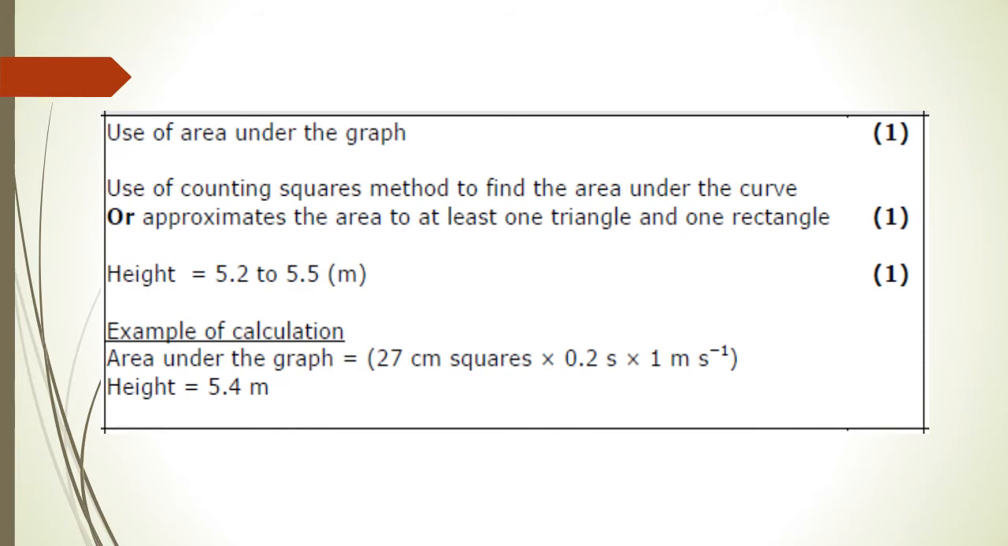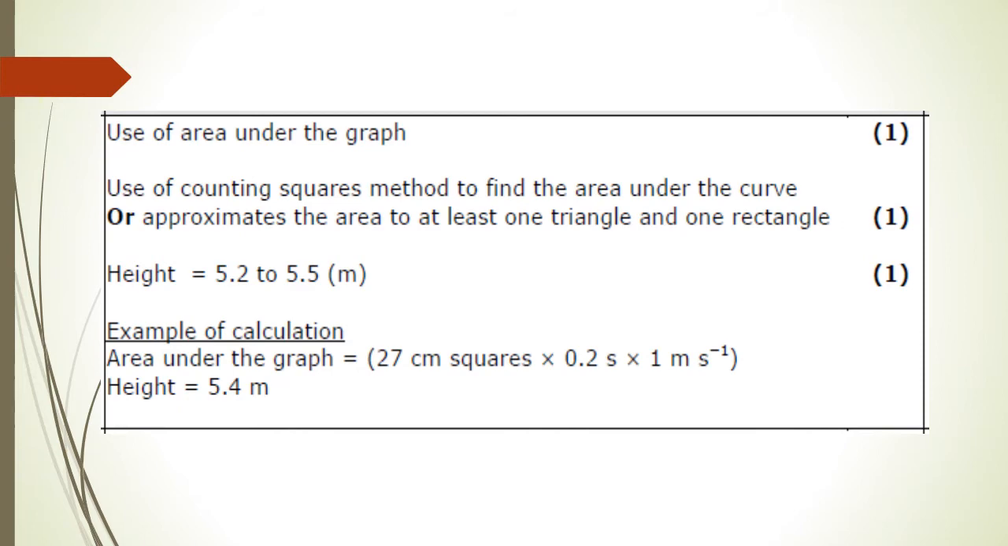or approximate the area to at least one triangle and one rectangle. You just make it one triangle and one rectangle. That method also you can use, but here the counting squares method is more relevant. Then if you do the calculation, you will get height equal to 5.2 to 5.5 meter.